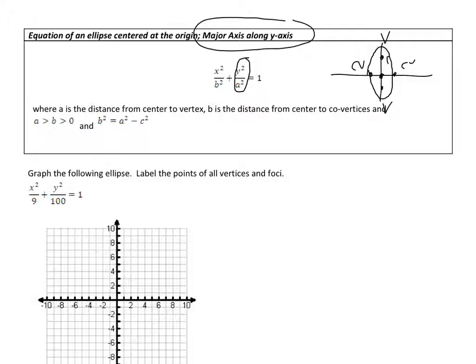Everything else is the same, it's just the smaller number is under x in this case, and the bigger number is in front of y. The same relation holds with A, B, and C. A, B, C still mean the same thing. It's just the vertices are up and down versus left and right.